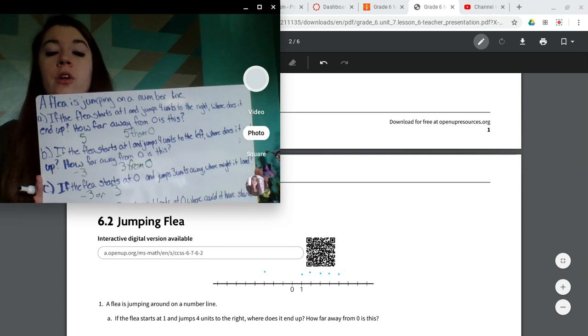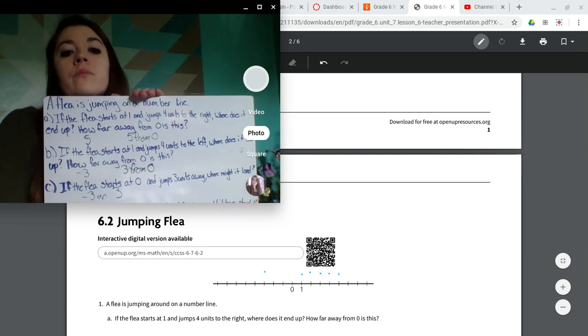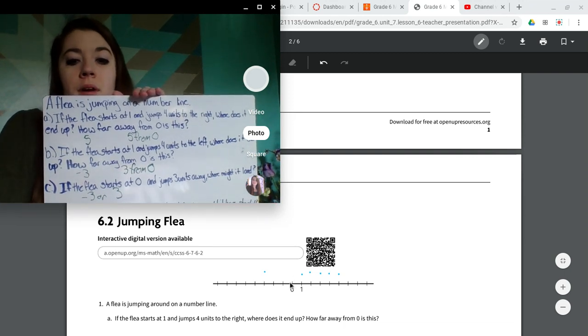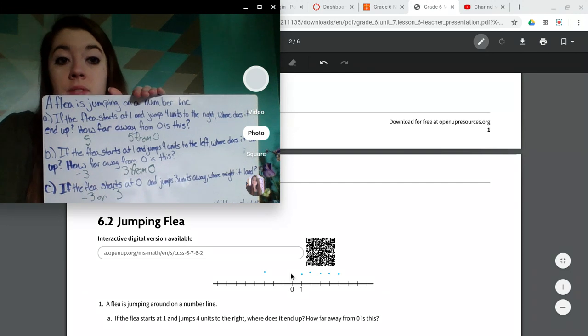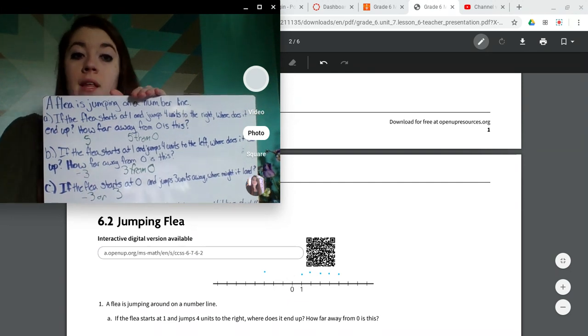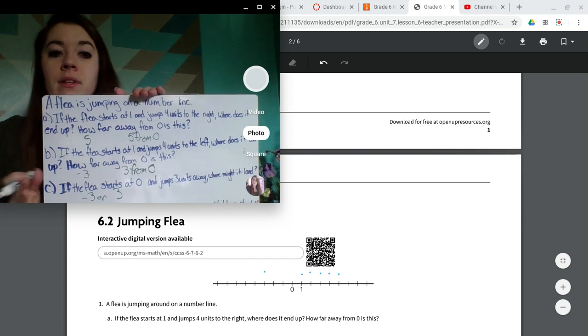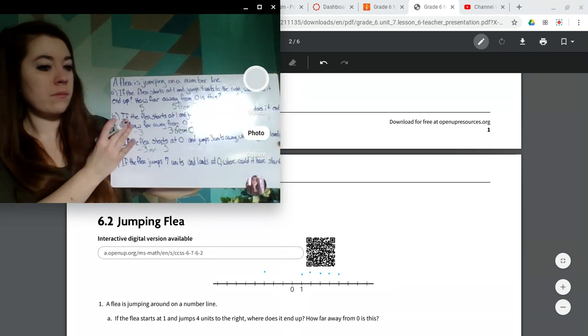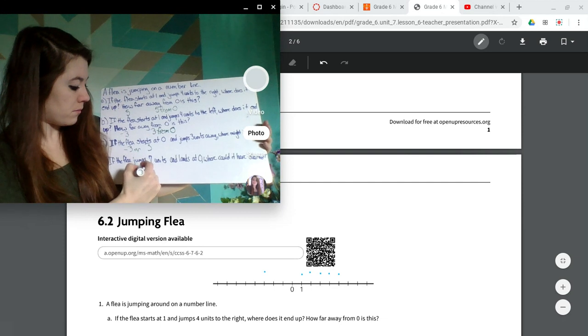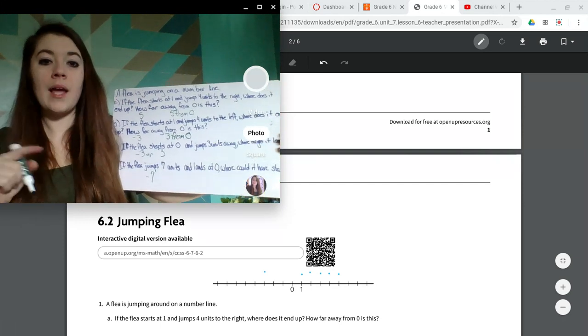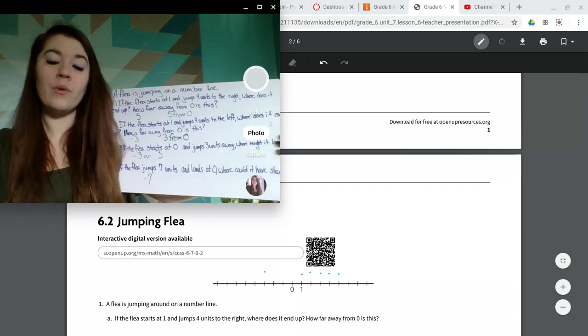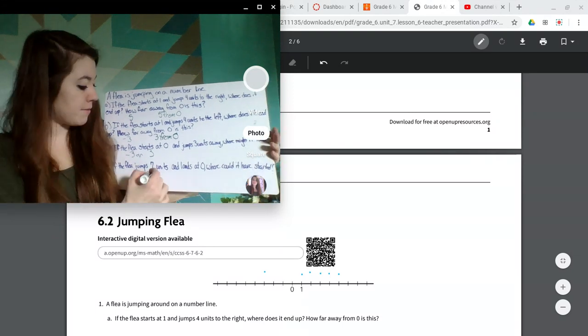And for question D, if the flea jumps 7 units and lands at 0, where could it have started? So if we think about that, we're ending up at the 0. We know it's traveled a distance of 7, so that means it could have come 7 from the left, which would leave us at -7. Or it could be 7 from the right, which would put us at +7.